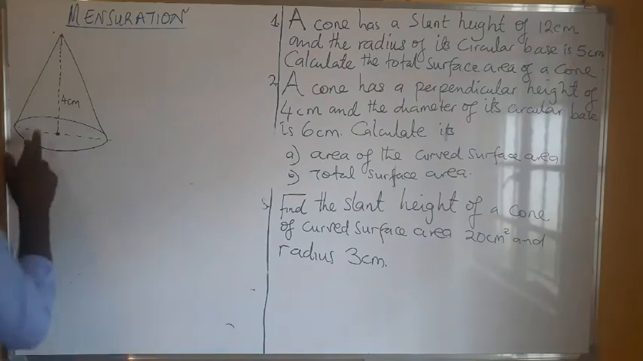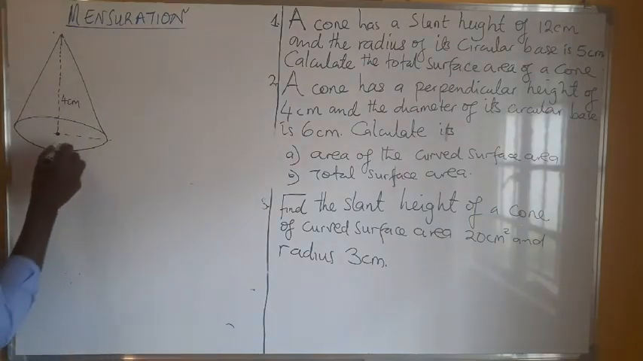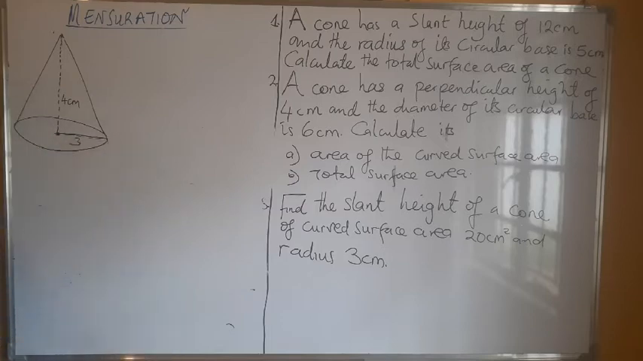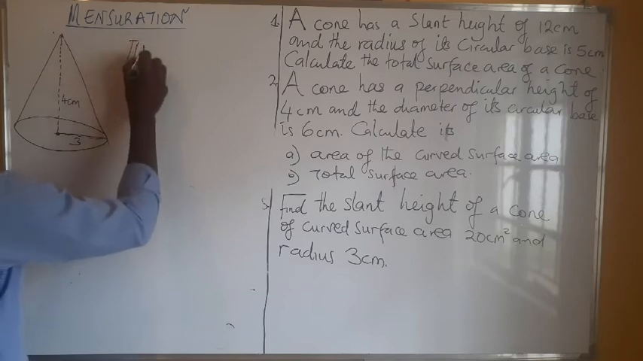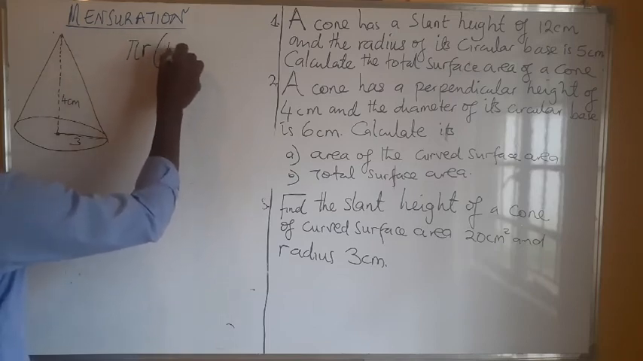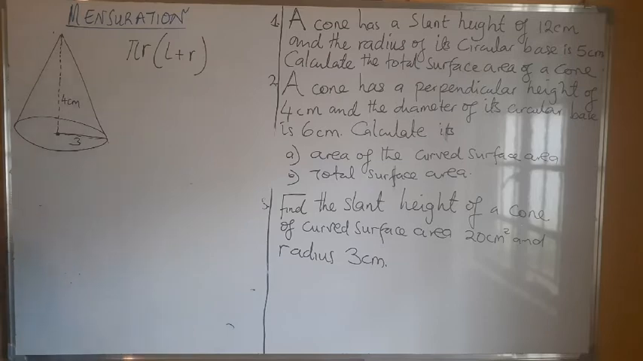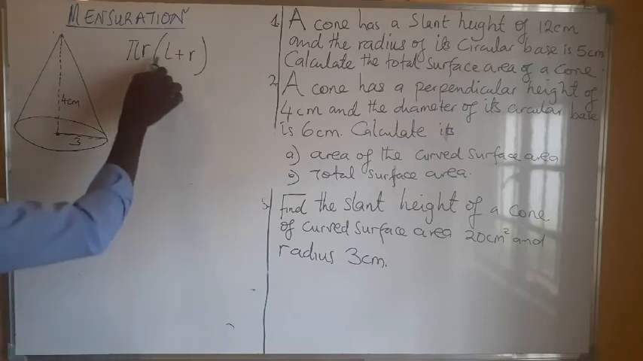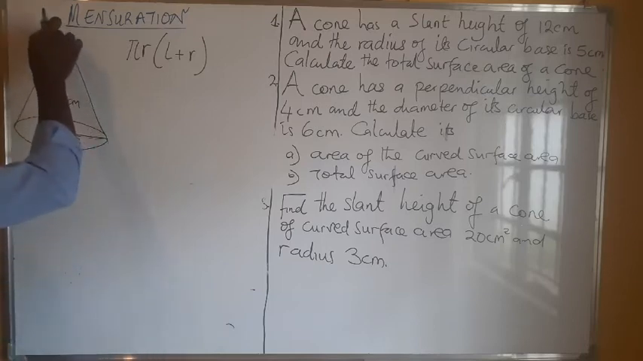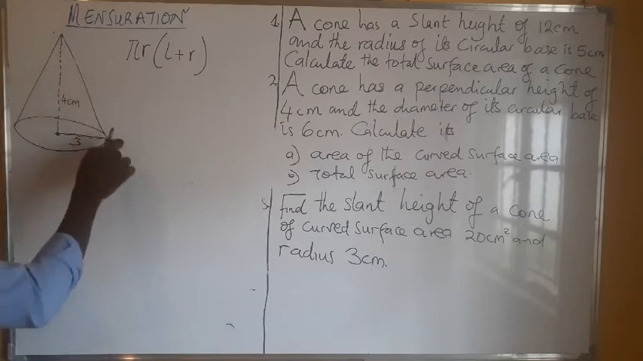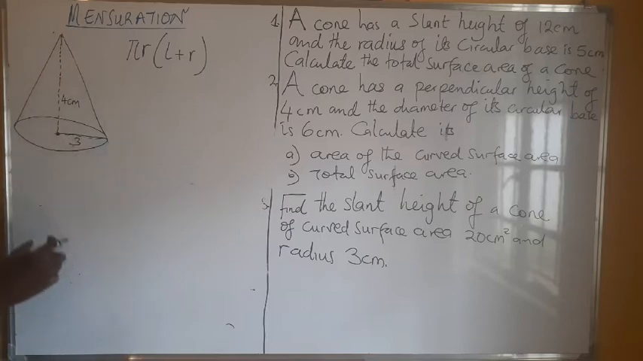So, I'm going to ignore this other part and get my 3 here. Where did it come from? We have divided 6 by 2. And now, remember that our formula has the slant height and radius. The slant height is this height here, which we do not have. So we need to find this height using Pythagoras theorem.